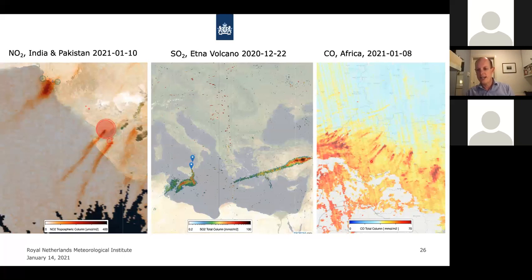And then on the right-hand side, you see CO observations. This is over Central Africa, where you see these plumes, and these are emissions from fires, where each plume is kind of its own forest fire there in the region. So these fires happen there every year around this time of the year. So these are daily snapshots of data that we gather.